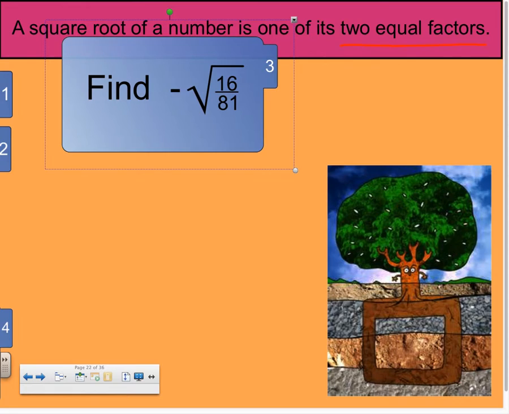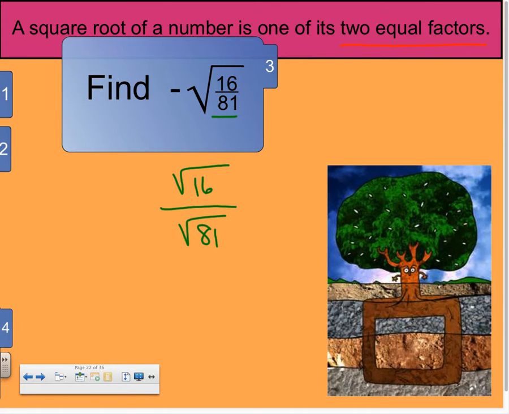Now this one is interesting because it has two things to think about. First of all, it is a fraction. Second of all, there's a negative sign out front. If the negative sign is in front of the radical sign, ignore it for the meantime, take care of everything underneath the radical sign, and then apply the negative afterwards. When I'm finding the square root of a fraction, I can essentially rewrite this as the square root of 16 over the square root of 81.